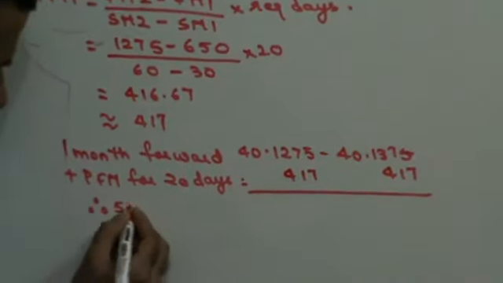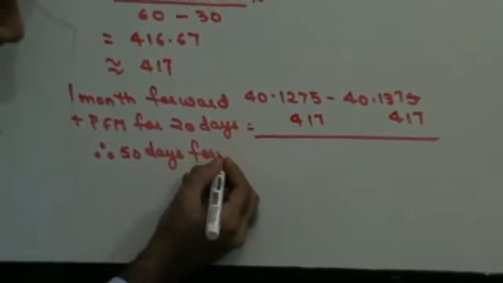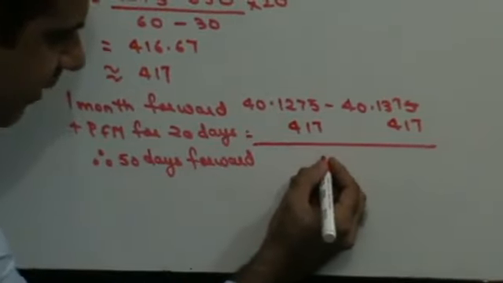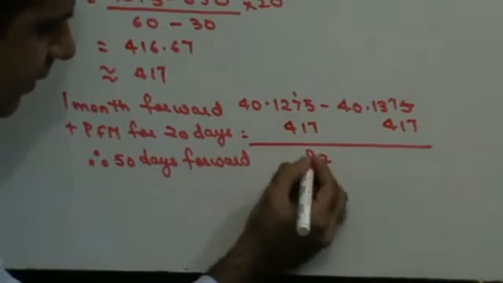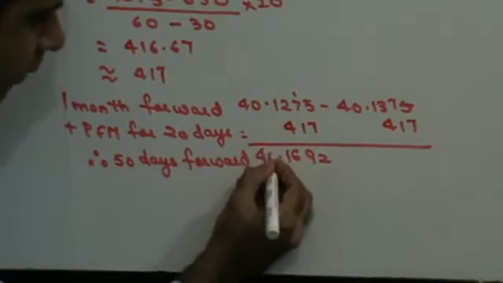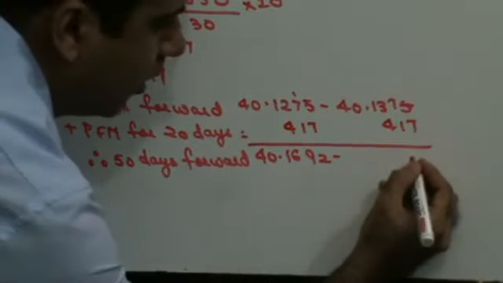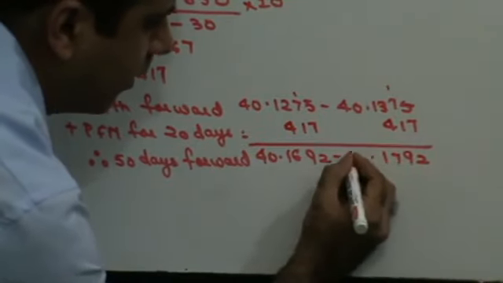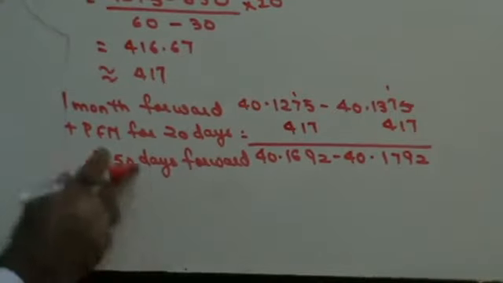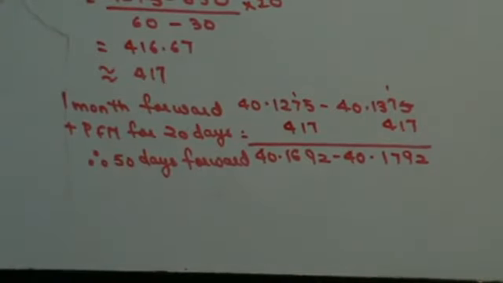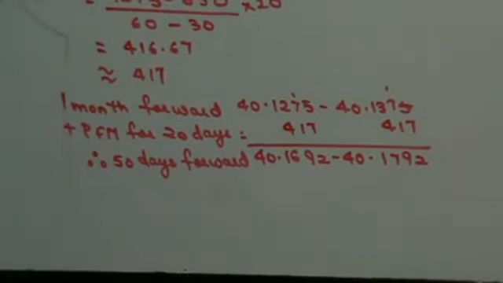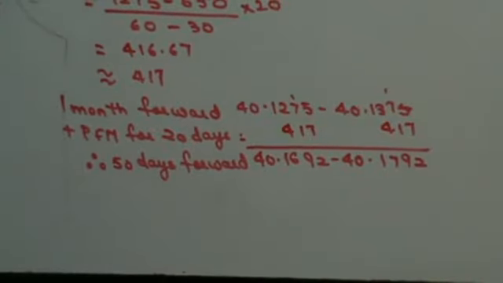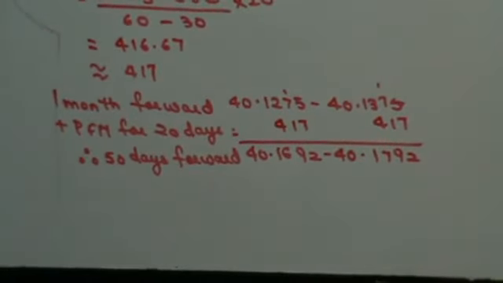Therefore, my 50 days forward rate is 40.1692, 40.1792. So the 50-day forward rate will be 40.1692, 40.1792. I'll show you this with one more example, guys. They've asked me to find out 70 days forward for USD CHF.